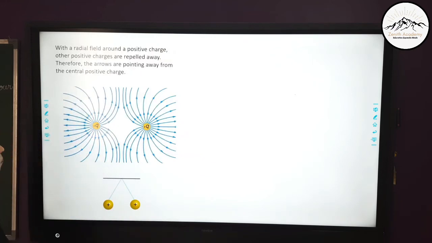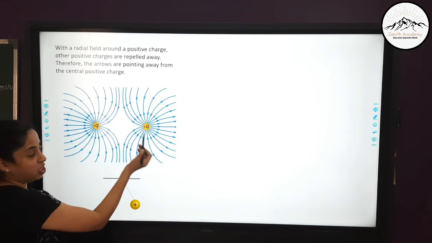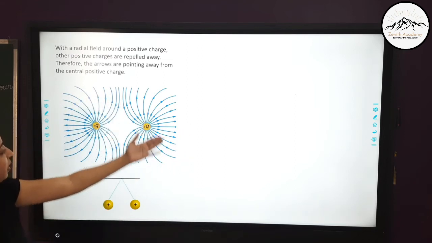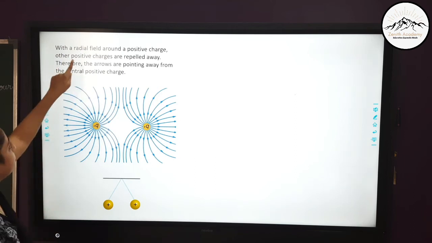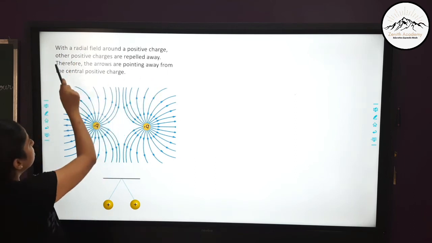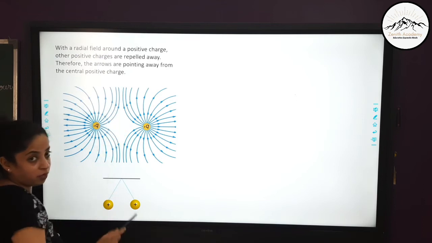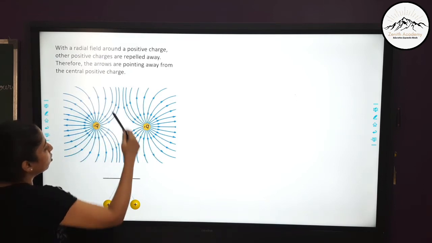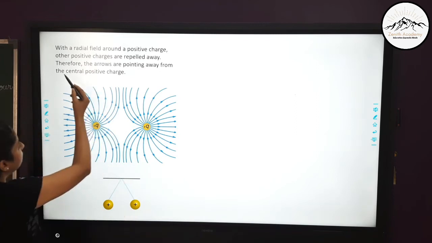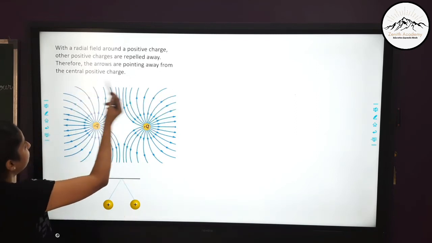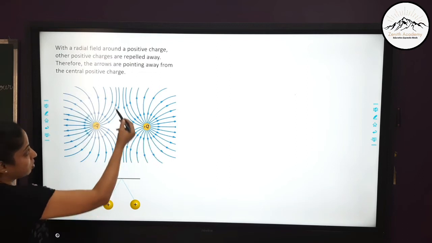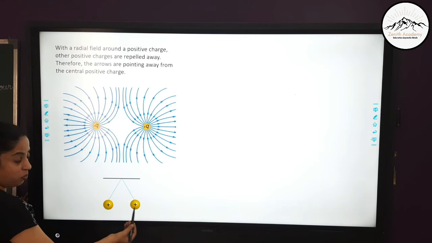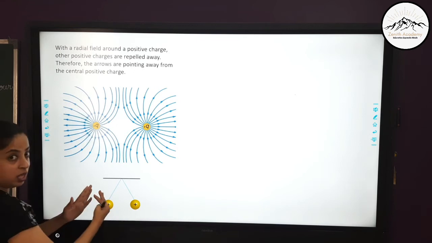Now let's see here, I have taken two positive charges and brought them together. You can see the field lines here. With a radial field around a positive charge, other positive charges are repelled away, as I showed you in the previous diagram. Here also you can see the positive charges are getting repelled away. Therefore, the arrows are pointing away from the central positive charge. That is why when you bring two positive charges together, they repel.